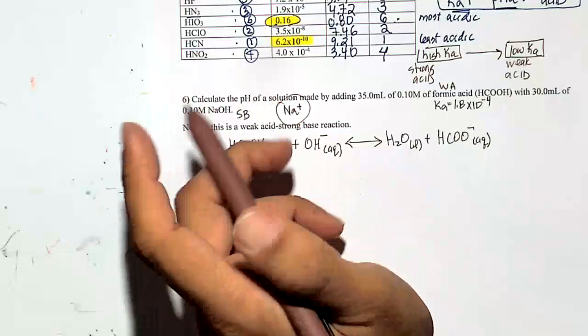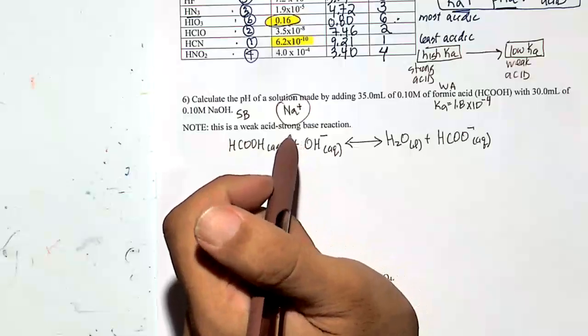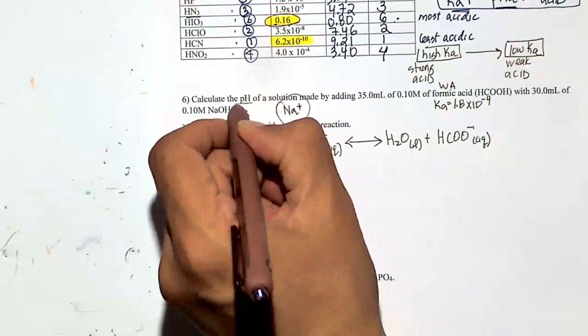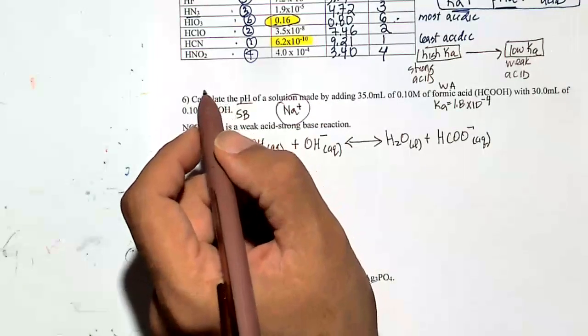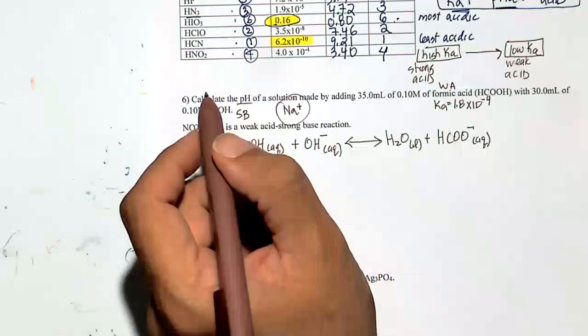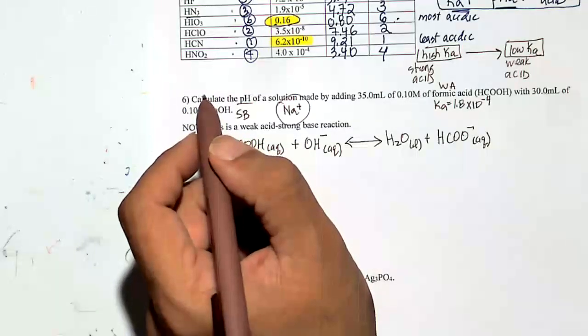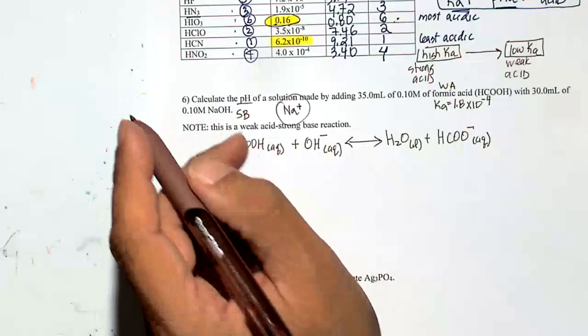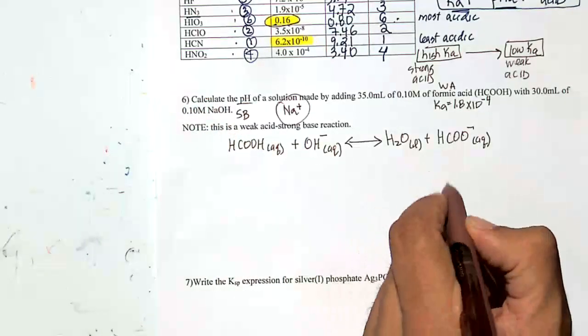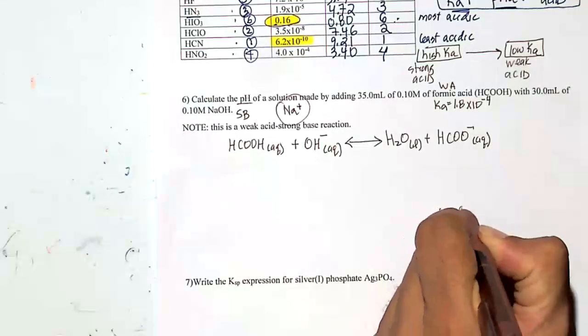The sodium ion doesn't do anything. It's not participating in any acid-base reaction. The sodium ion does absolutely nothing to the pH or pOH. It does not take a proton. It does not release a proton. All right, so we're going to calculate the concentrations after mixing.